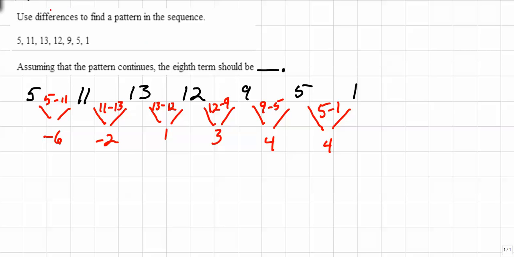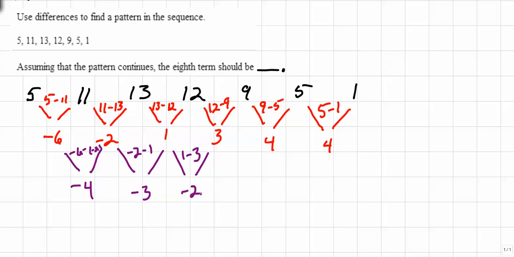Alright, so now that we realize that we don't have a line where all these numbers are equivalent, we're going to continue the subtraction. So this will be negative 6 minus a negative 2, which will give me negative 4. This right here is going to be negative 2 minus 1, which will be negative 3. This right here is going to be 1 minus 3, and that's going to be a negative 2. This will be 3 minus 4, which will give me a negative 1. And then 4 minus 4 will be 0.